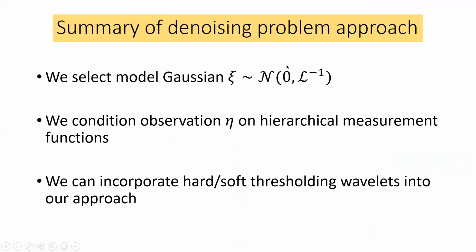So to summarize the operator-adapted wavelet approach to denoising, it boils down to selecting a model Gaussian and conditioning our noisy observation using a particular level of hierarchical measurement functions. This then turns out to be a near minimax denoising. And as a bonus, we can incorporate Donoho's hard and soft thresholding approach into the operator-adapted wavelet approach, showing GPR and a traditional method of denoising working hand in hand with each other.